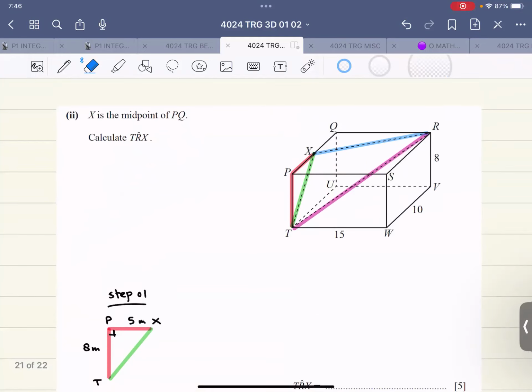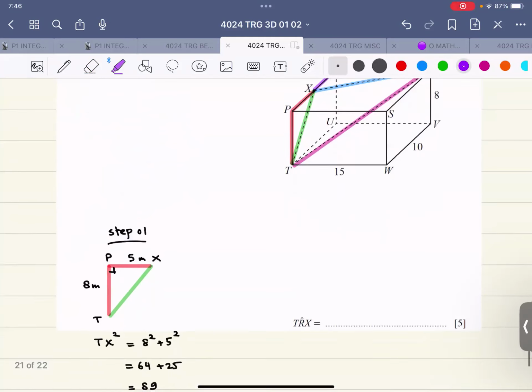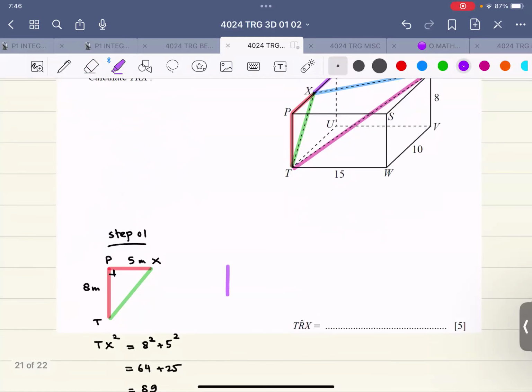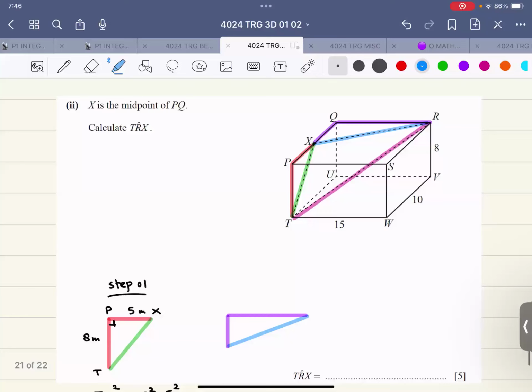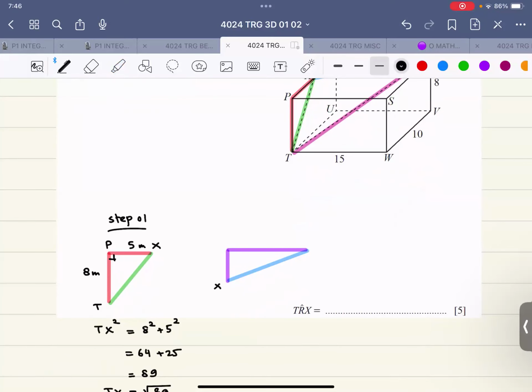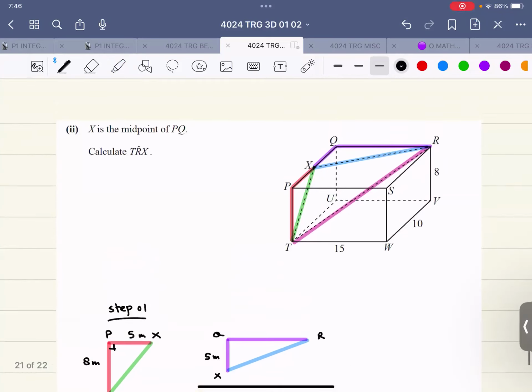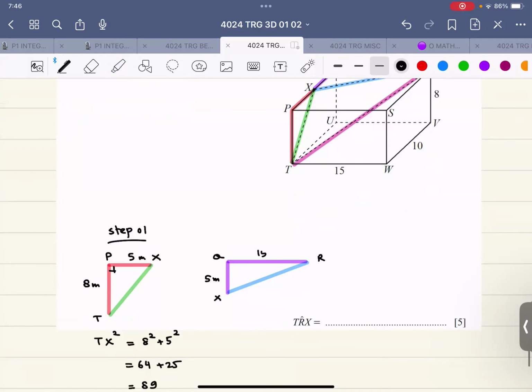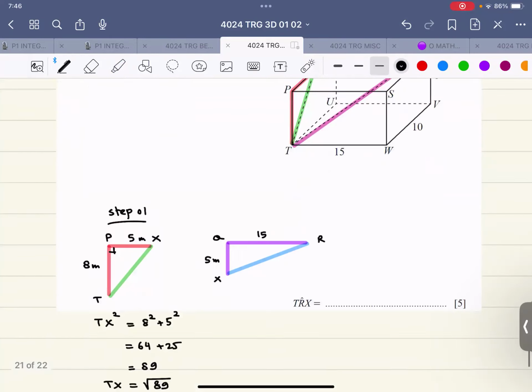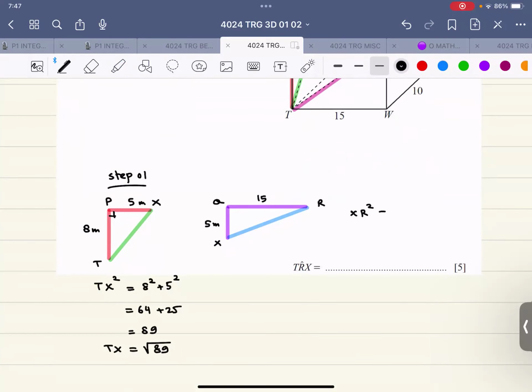This is step number 1. And let me focus on this. That is this thing over here and this thing over here, and then the blue line. So that is like this. And then this blue line. So this is XQR. This is X, this is Q, this is R. XQ is again 5 meter. QR is 15. And I'm interested in XR. So XR whole square, that is 5 square plus 15 square.